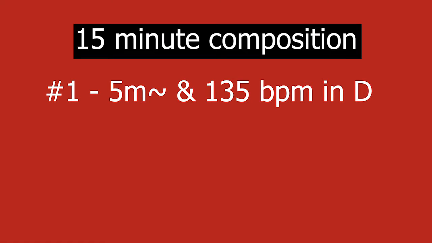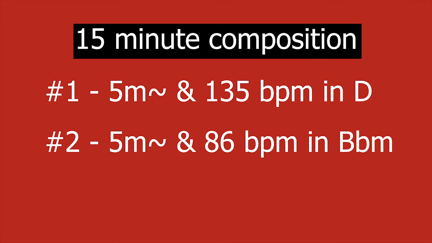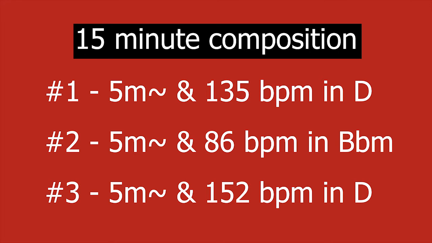So you're planning ahead. Okay, we got 15 minutes on our musical compositional clock. First 5 is in, let's say, D major, and it's at a tempo 135 or something. Okay, great. And then the next piece, we have another 5-minute piece. This one's going to be about 86 BPM, and it's going to be in the key of B flat minor. Okay. Great. Last 5 minutes are going to be a little faster. It's going to be a tempo of 152, and it's going to be back in the key of D major, like that original song at the beginning.